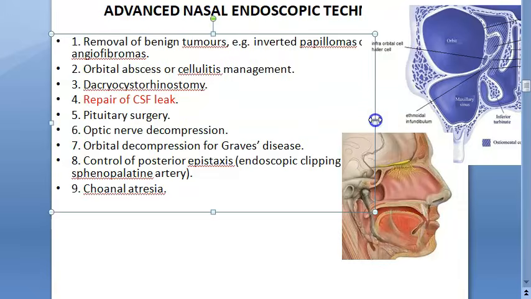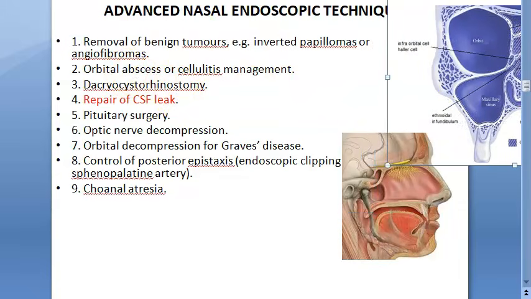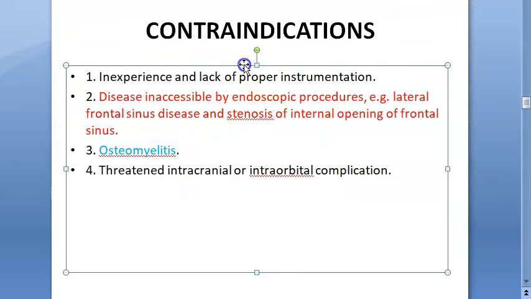papillomas, angiofibromas, right? Then you can go and do some orbital surgeries like decompression, abscess, cellulitis management, dacryocystorhinostomy you can do. You can repair a CSF leak. Pituitary surgeries you can do. Then you can do posterior epistaxis you can control by endoscopic clipping of the sphenopalatine artery. Choanal atresia you can treat. So these are the advanced things you can do with nasal endoscopy technique.